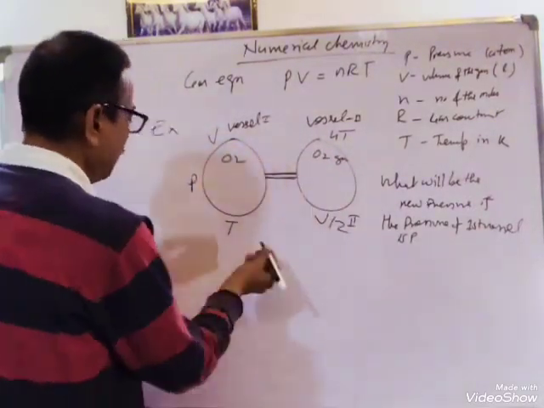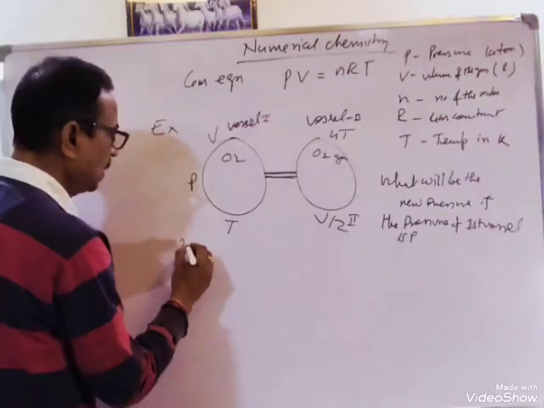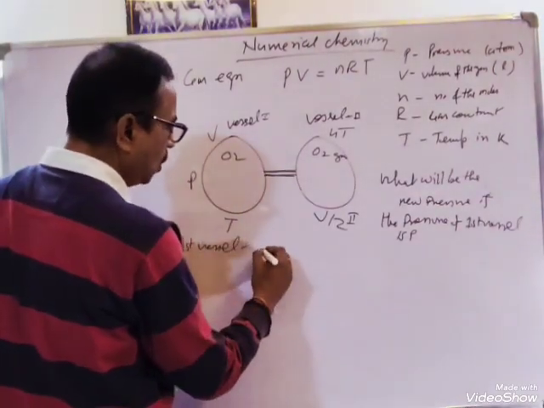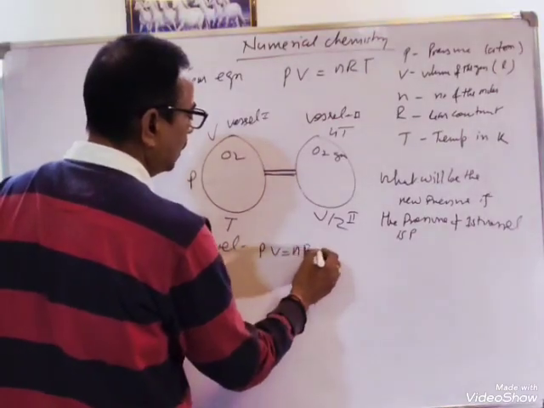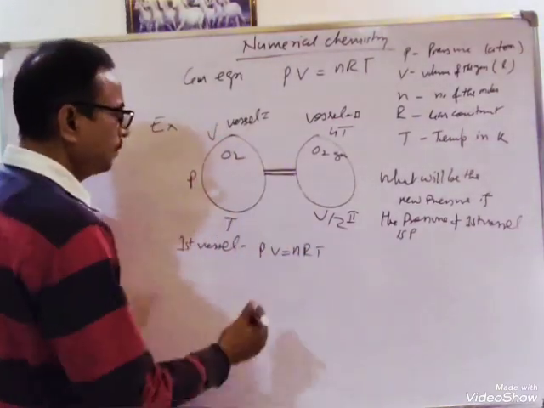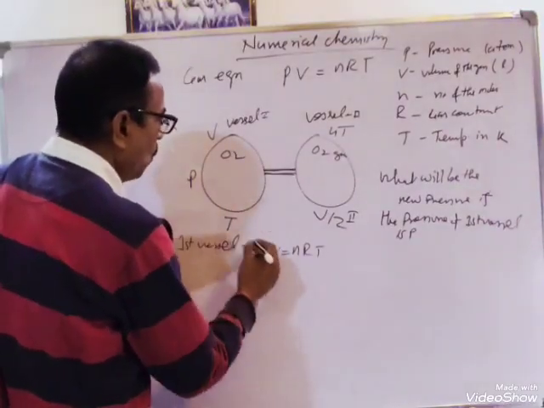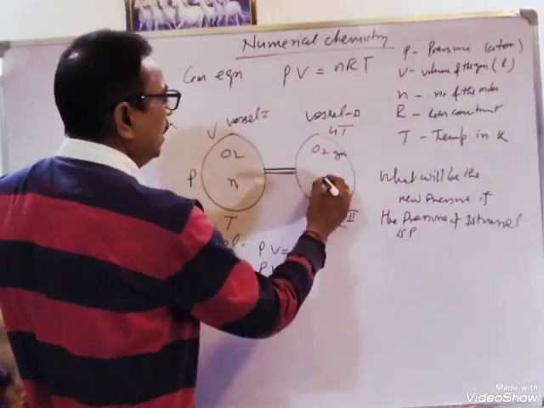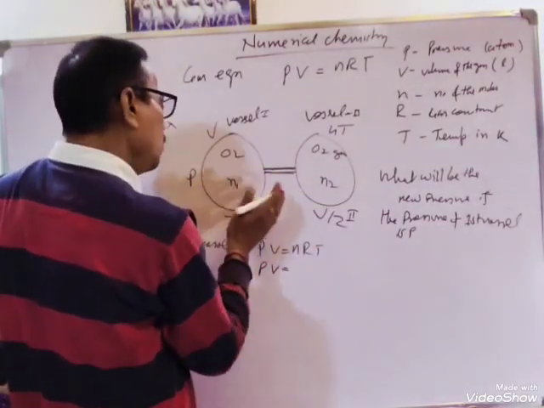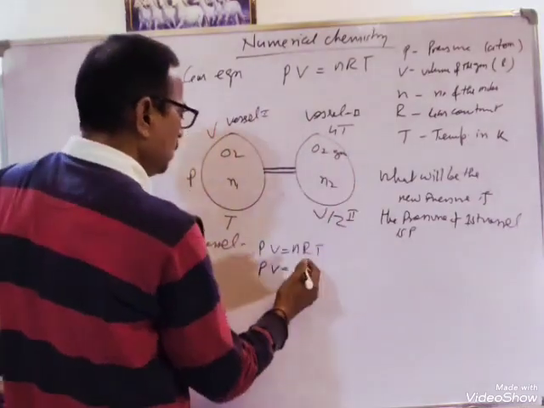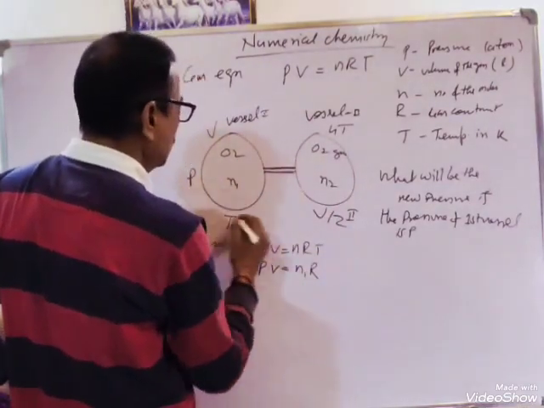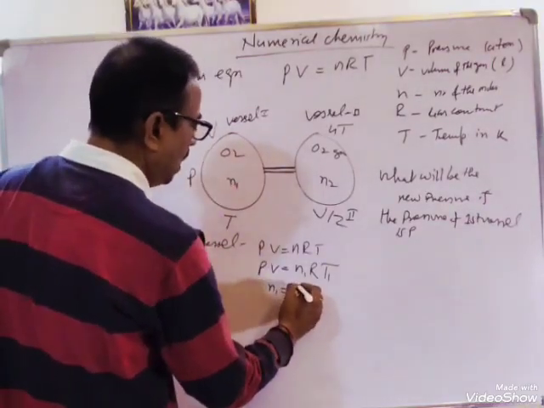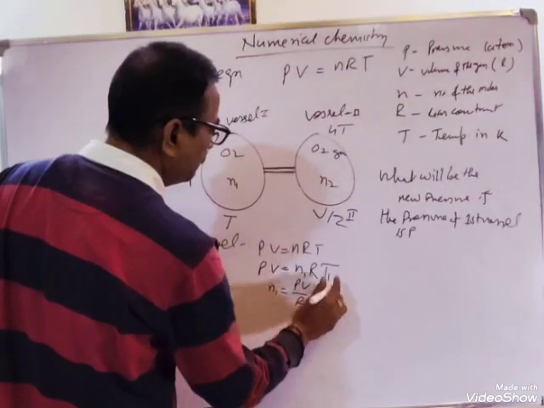So let us see the first case. In the first vessel, apply the gas law PV equal to nRT. Here pressure is P, volume is V, the number of moles is N1, R is the gas constant, T is the temperature. So N1, the number of moles in the first vessel, equals PV by RT.